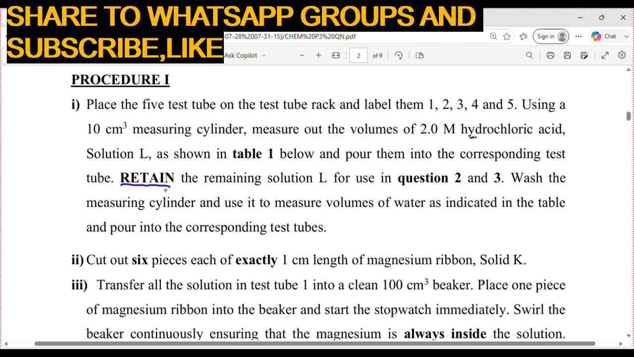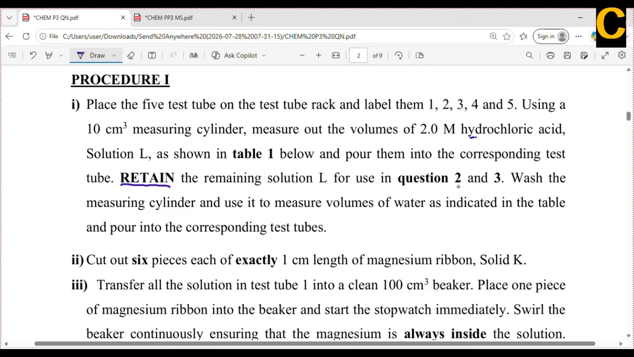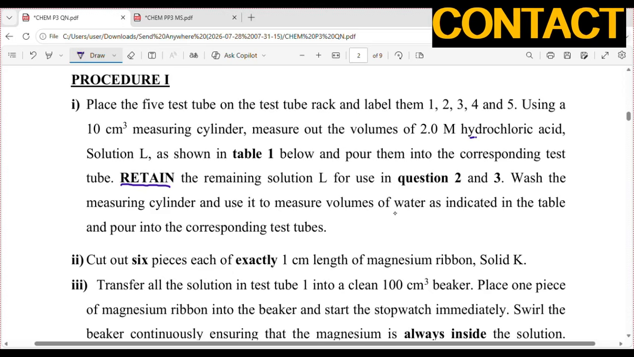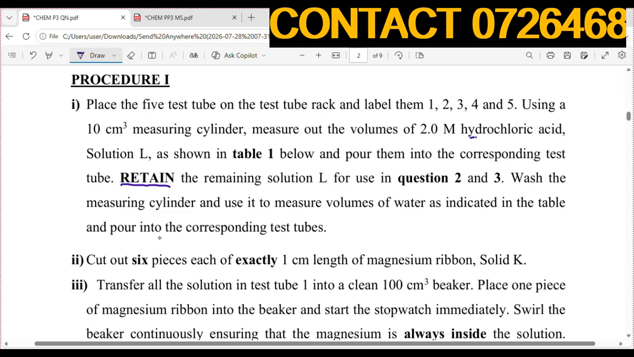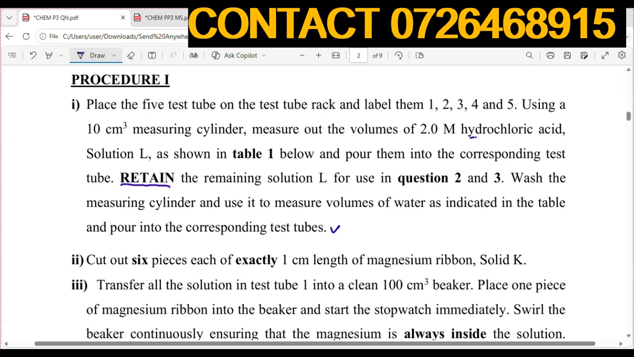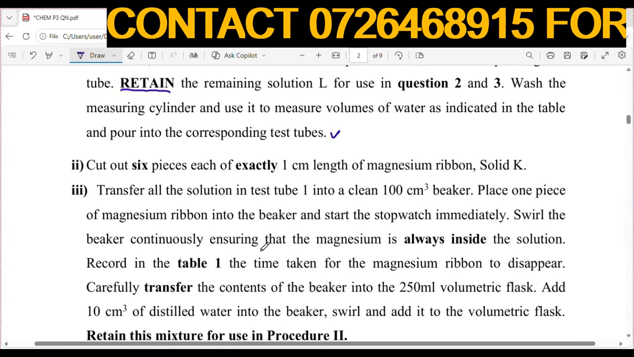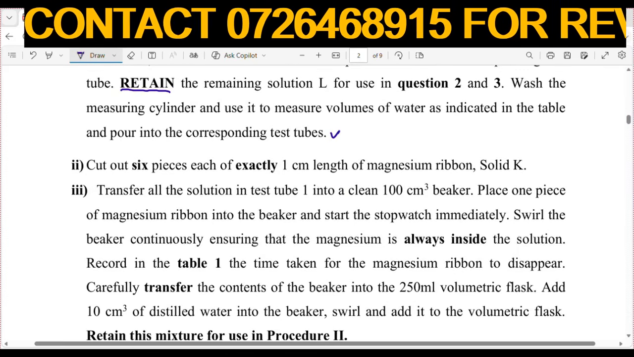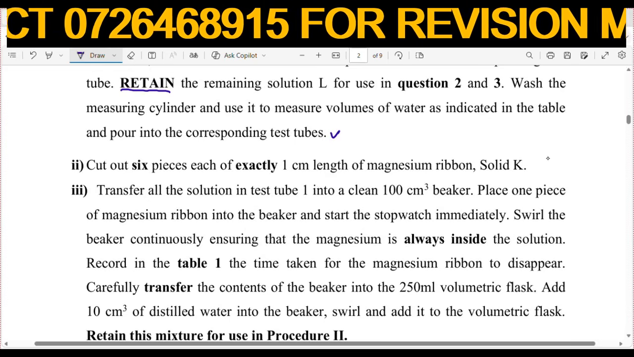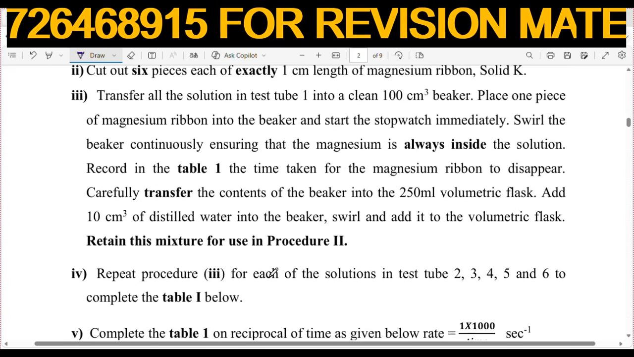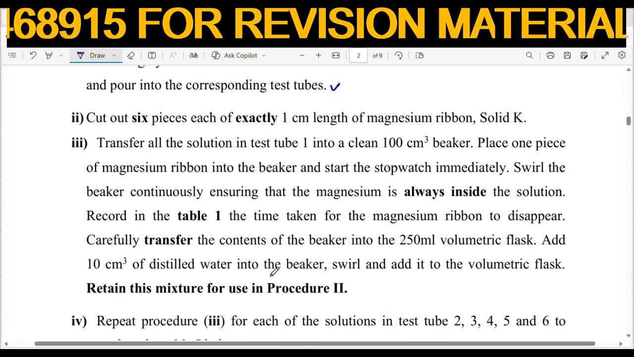Do not pour. When you are told to retain, make sure you retain the remaining solution because you will need it. Retain the remaining solution L for use in question 2 and 3. Wash the measuring cylinder and use it to measure volumes of water as indicated in the table, and pour it into the corresponding test tubes. Cut out 6 pieces, each exactly 1 centimeter length, of the magnesium ribbon solid K.